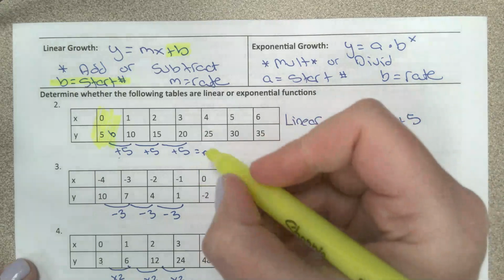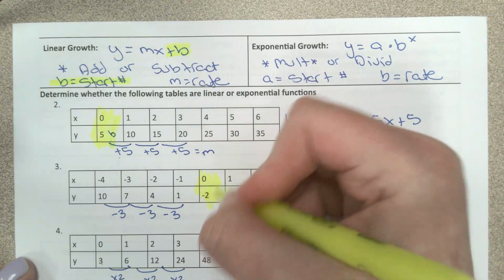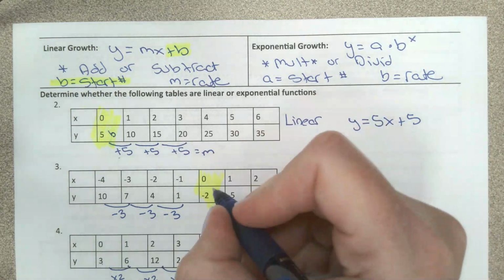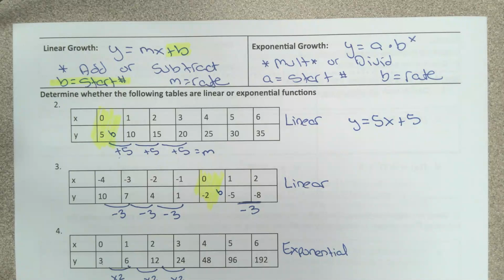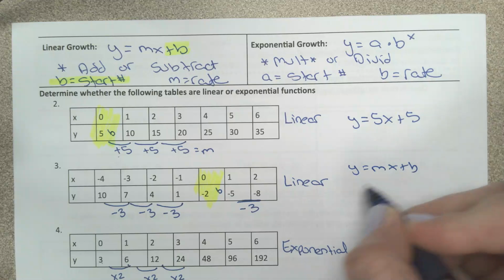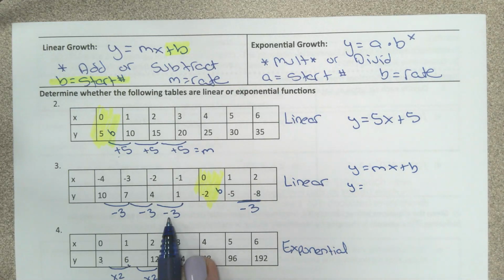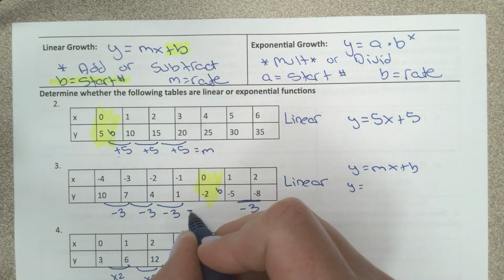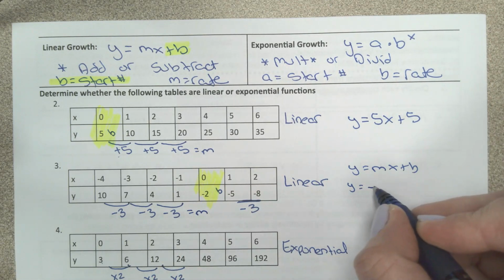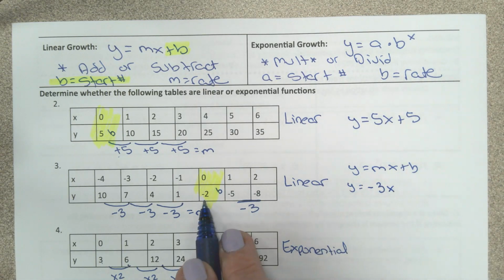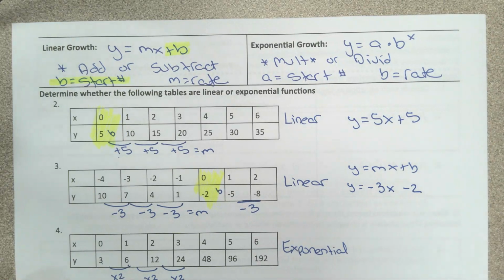On the next one, when x is 0, that is your starting amount. That right there is your b. It's your y-intercept. So y equals mx plus b. This number right here, going minus 3, minus 3, minus 3, that is your m. So m is negative 3x. And then b is negative 2.